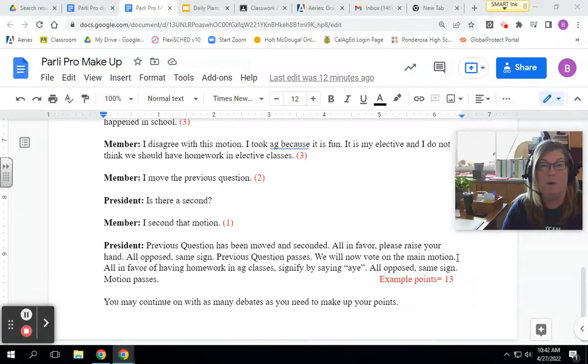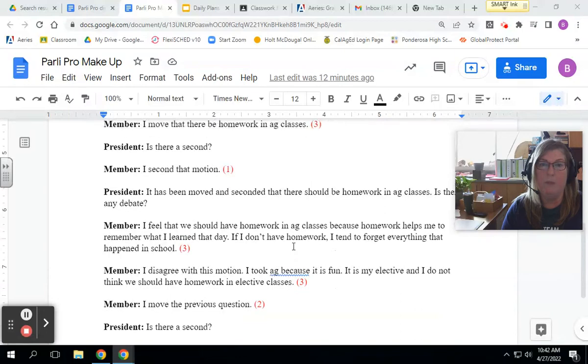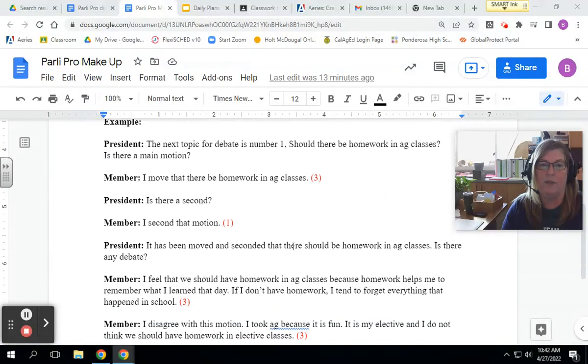We will now vote on the main motion because we voted to stop debate. All in favor of having homework in ag classes signify by saying aye. All opposed, same sign. Motion passes. So there will be homework in ag classes. That's how that decision making would work. I've put the points in red here just to show you how this works.